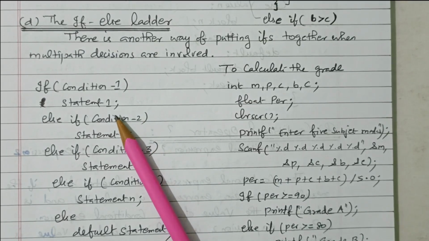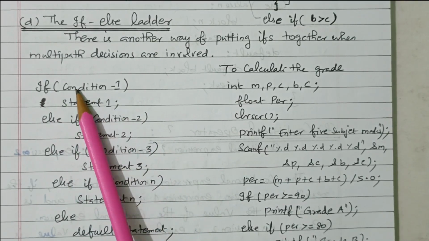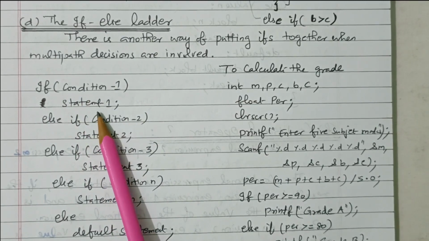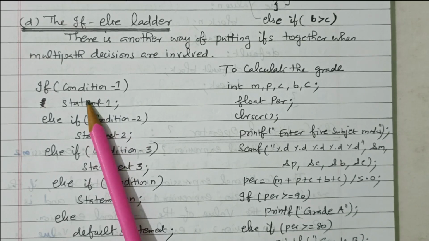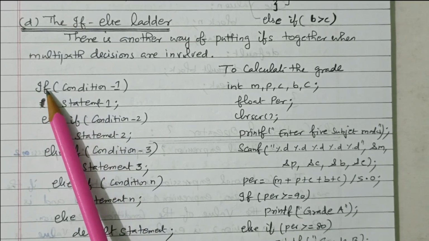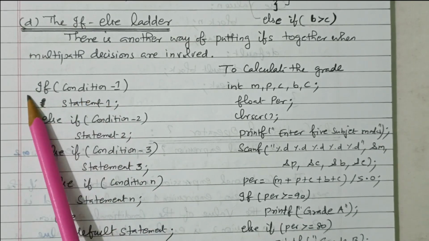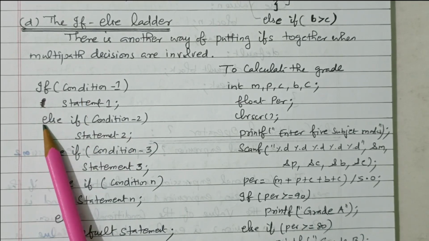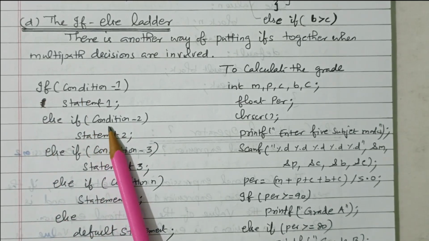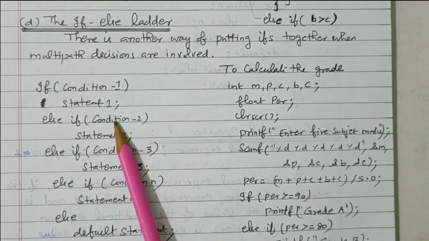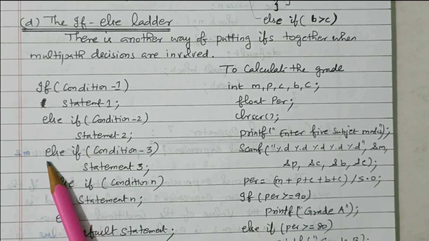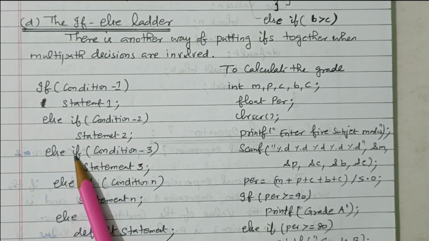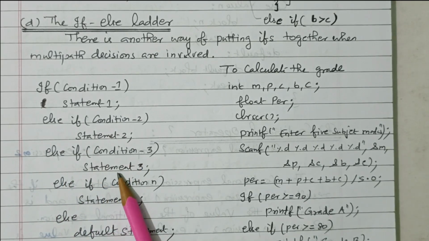Now we will see the standard format. If condition 1, we are verifying condition 1. If condition 1 is true, statement 1 or a set of statements will be executed. If this condition 1 is false, then it will go to the else part. In the else part, one more condition is available, condition 2. Then statement 2 or a set of statements is executed. Suppose condition 2 is also false, it will go to the else part. In the else part we have one more condition, condition 3. Then statement 3 will be executed, otherwise a set of statements is executed.